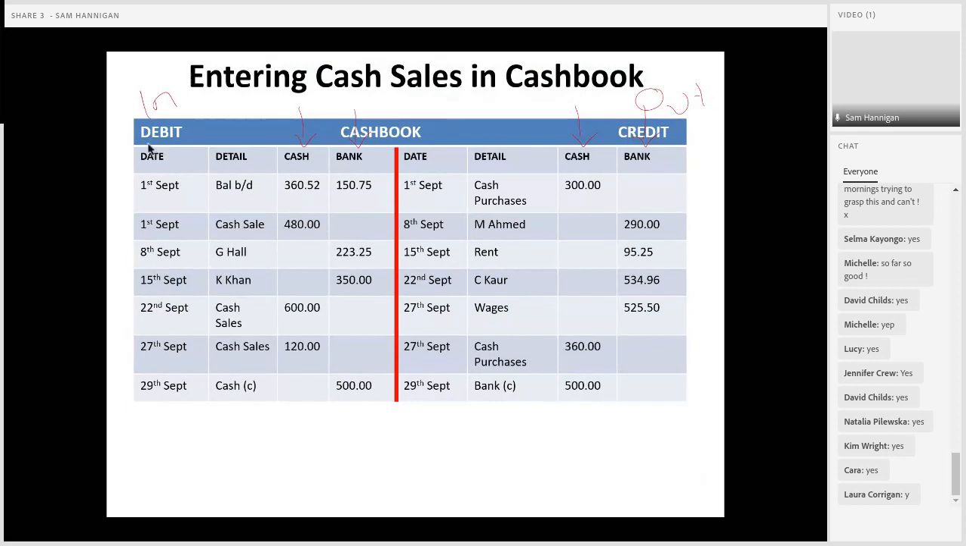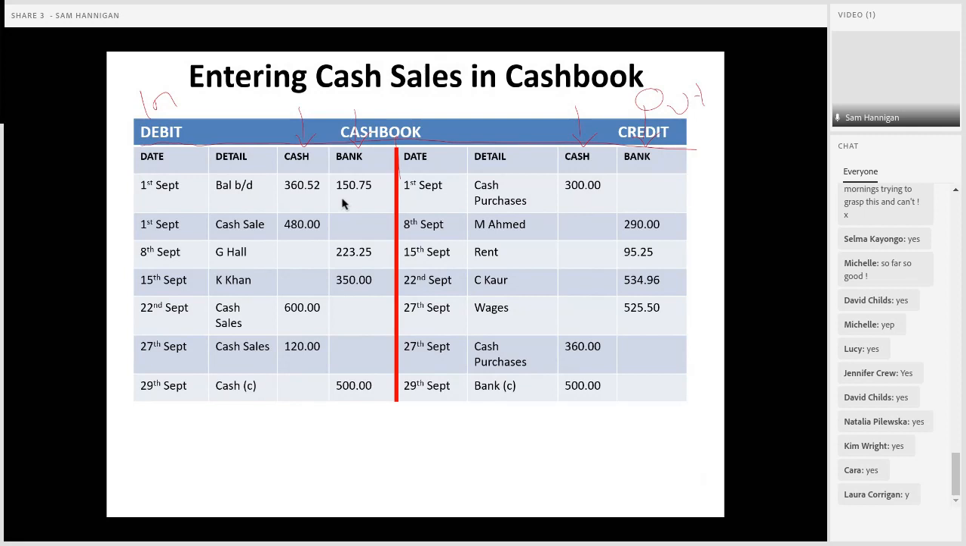All this is, I don't like writing on it, it keeps going off, is a T account, but with two columns, one for cash and one for bank, okay? That's all it is. Okay then, so what it tells me in this cash book, it says on the 1st of September, we had cash of £360.52, so whether you think of a petty cash or your wallet or purse, whatever, and then we had money in the bank of £150.75, and I know it's in the bank because it's on the debit side, which is an asset, okay?